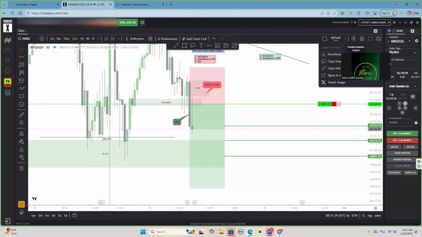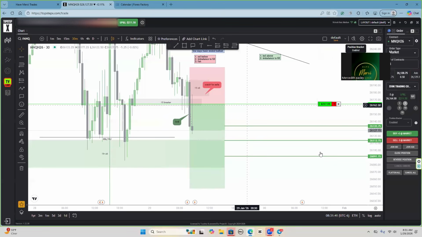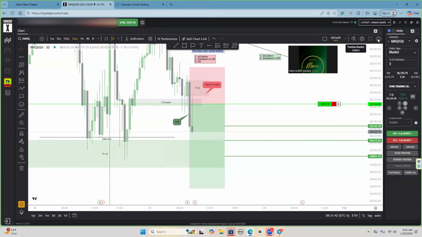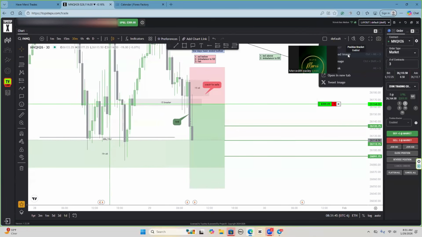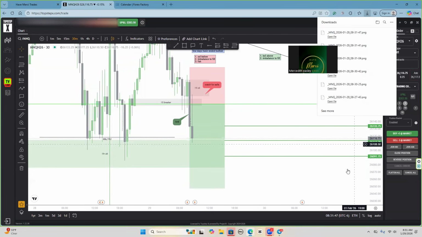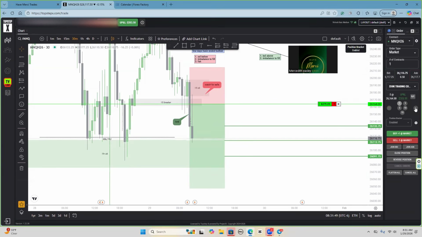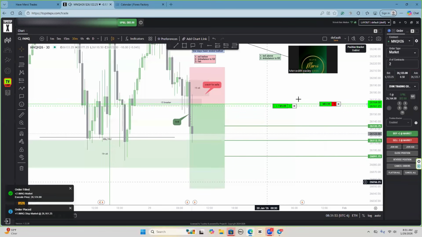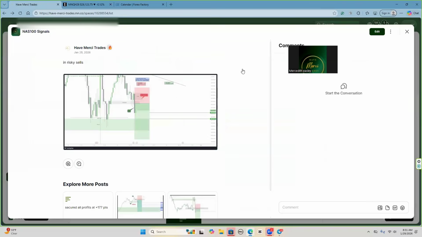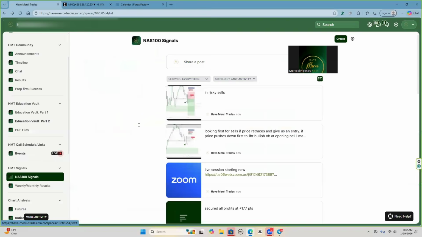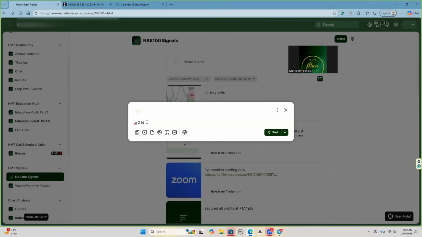All right, TP1 has been hit. All right, let's get ready. TP2 is a very risky area. Boom, TP2 has been hit. Make sure you guys take partials, move stop loss to break even because TP2 has been hit. This is a risky area because price could want to buy here, we know that, or it could keep selling. This is a risky area. Take partials, move stop loss to break even.